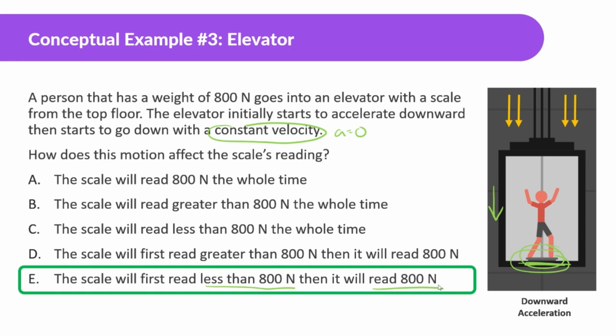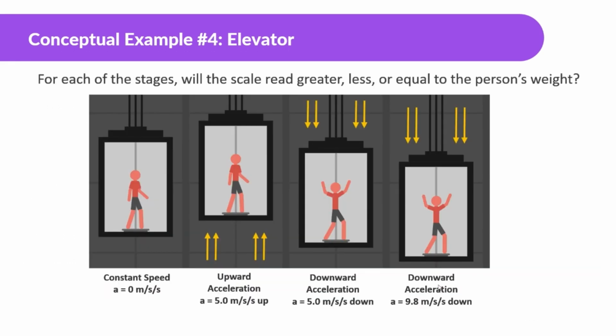Okay, moving on. Conceptual example number 4. For each of the stages, will the scale read greater, less, or equal to the person's weight? Okay, so let's look at this. The first stage over here, the constant speed, it's going up or down with constant speed. I guess it doesn't say, but we can see that the acceleration is equal to 0 meters per second squared. So in this situation, what do you think it'll be? Will the scale read more, less, or equal to the person's weight?